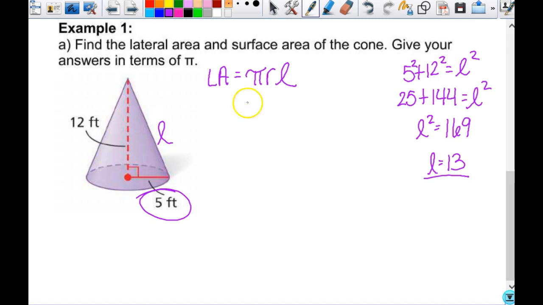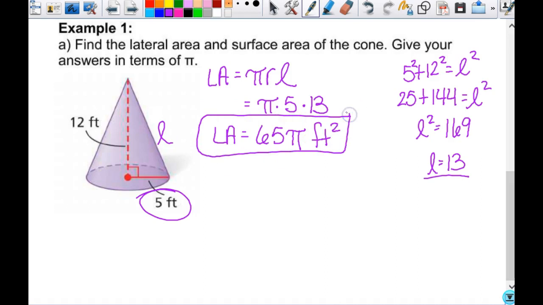So now I have everything I need to substitute back in. I get pi times R, which is 5, times L, which is 13. What's 5 times 13? 65. So the lateral area is 65 pi feet squared. And you never leave pi first. Pi comes last. It comes first in the formula because it's a number and then you have variables, but when you write it like this, it's 65 pi. It's not pi 65.